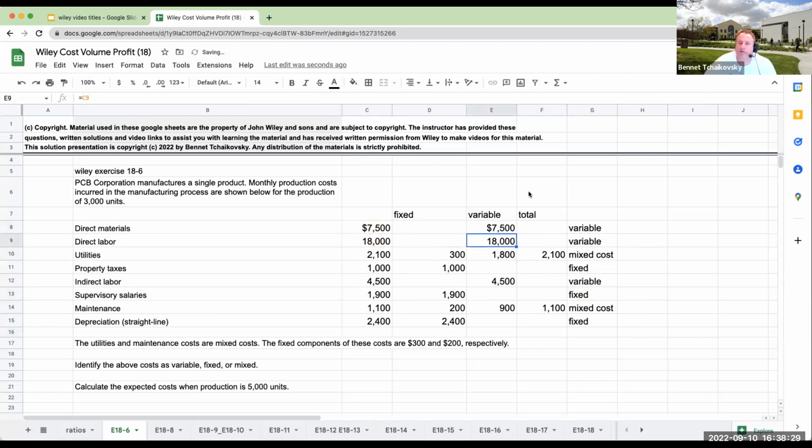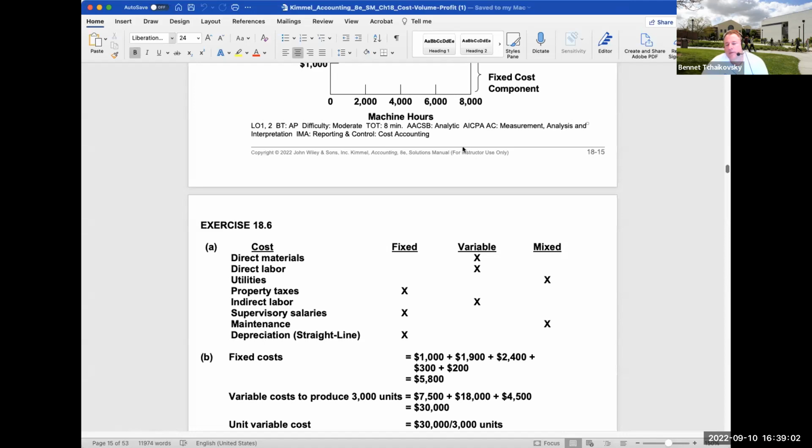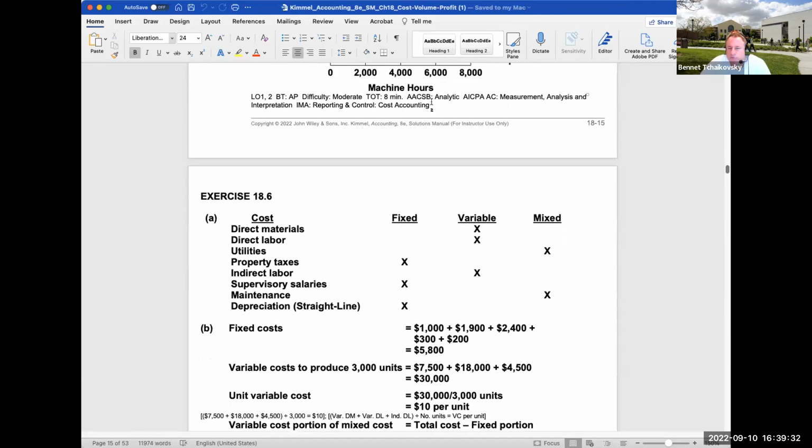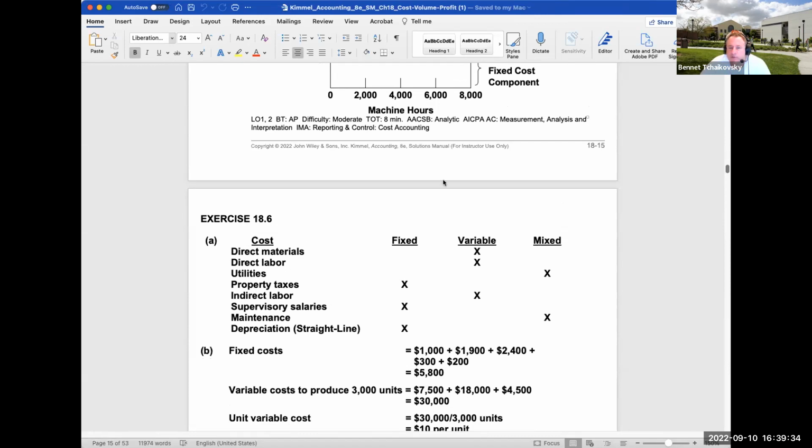So let's see if we were right. It's always fun to go through and do this. Just give me a moment. Direct materials and direct labor, we got that correct. Utilities and maintenance are both mixed. Indirect labor, I got that right. That is variable. Property taxes, supervisory salaries, and depreciation will all be fixed. Although you could say supervisory salaries are generally going to be a fixed cost, but that's fine. Okay, let's now go back to our problem.